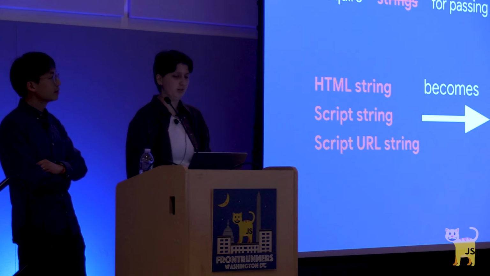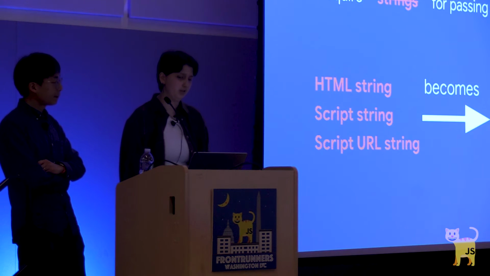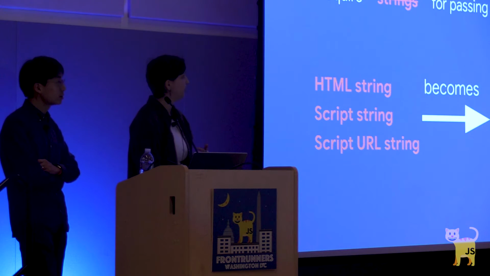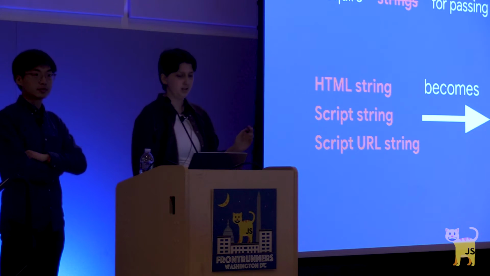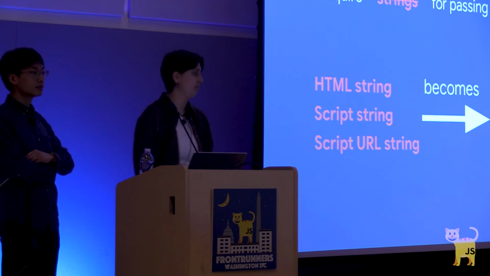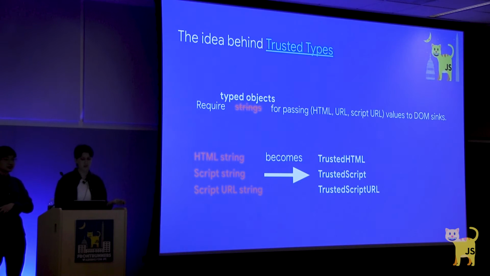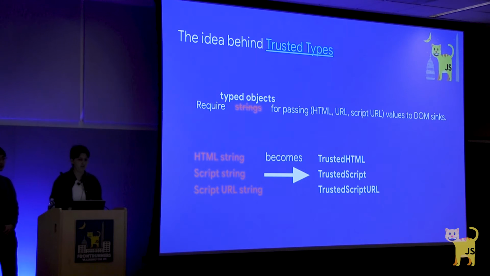To do this, Trusted Types will require typed objects instead of plain strings to be passed into the over 60 dangerous DOM APIs that Aaron just mentioned. So in this case, instead of using strings that represent script URLs, HTML, or a script itself, we'll use the typed objects TrustedScriptURL, TrustedHTML, and TrustedScript.